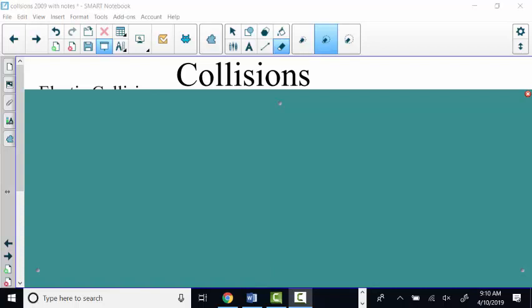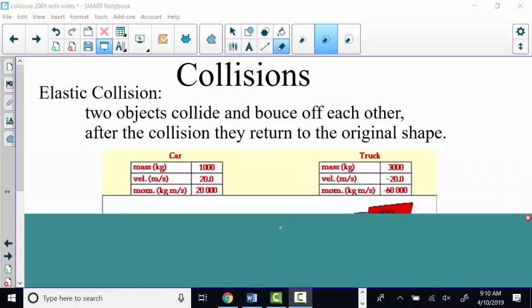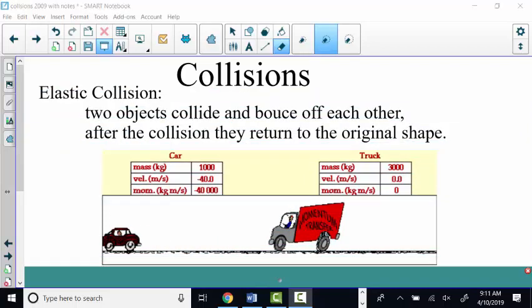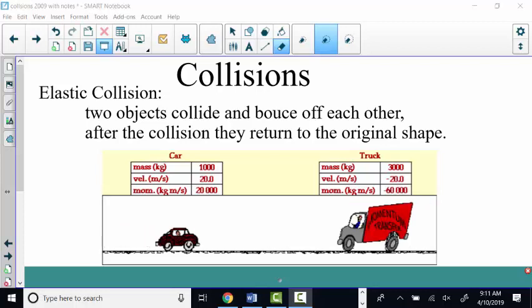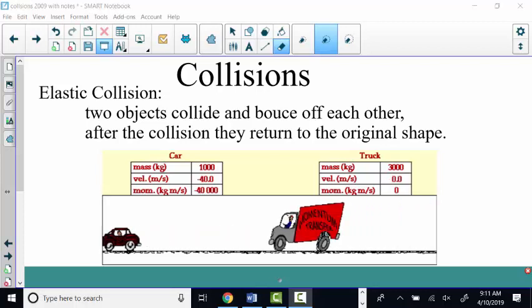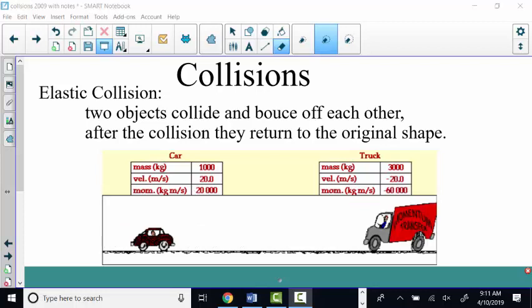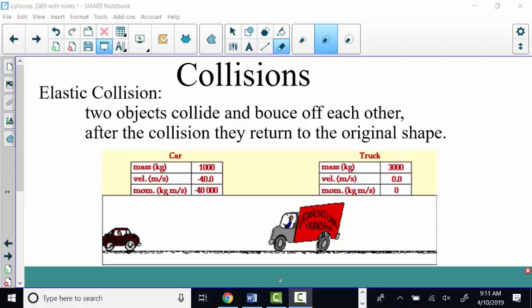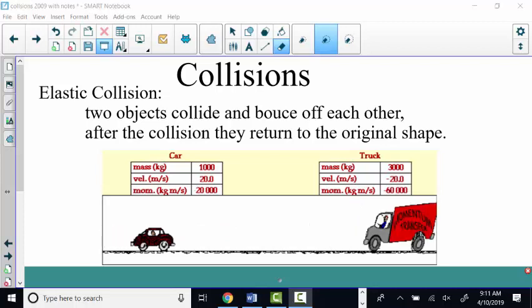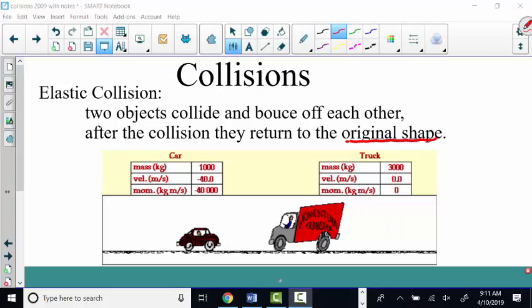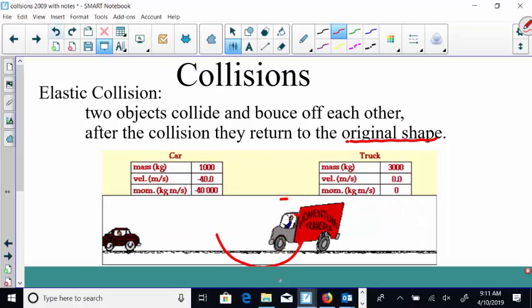So there are actually two types of collisions that we can break everything down into. The first type of collision is called an elastic collision. And an elastic collision is literally when two objects will bounce off of each other. Now, we make the assumption that they will return to their original shape, which is not always the case, particularly if you have two cars colliding like we have right here. They're probably not going to return to their original shape, but we make the assumption that they do.